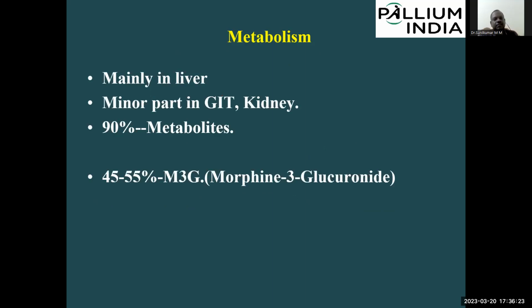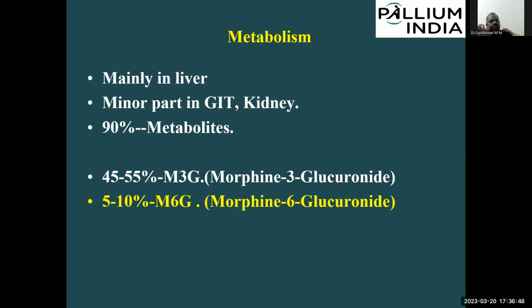So this is something which you need to understand. 90% of morphine is converted into metabolites. But you can see 45 to 50% is converted into a metabolite known as M3G, or morphine 3 glucuronide. In short form, it is M3G. And only 5 to 10% is converted into morphine 6 glucuronide, or M6G.